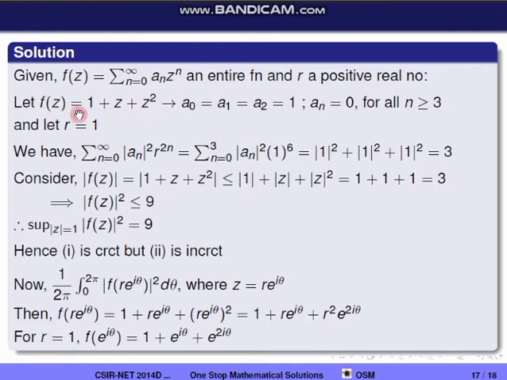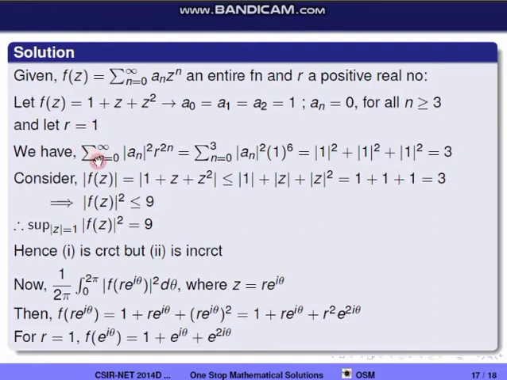So f of z is equal to 1 plus z square. So this is a polynomial. We know polynomials are entire functions. So here a0 is equal to 1, a1 is equal to a2 is equal to 1. That is the coefficient of each term. And an is equal to 0 for all n greater than or equal to 3. And I am taking r is equal to 1.